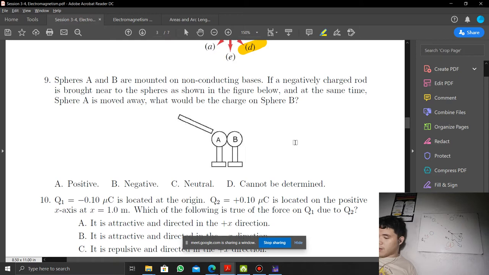By the way, metallic yung sphere. Yun pala, nakalimutan ko sabihin siguro. Okay, sige, go. What were you going to say, Mo? So, sir, yung nilapit yung rod, magkadikit pa yung A at B. Ah, yes. Hindi pa sila hiwalay.